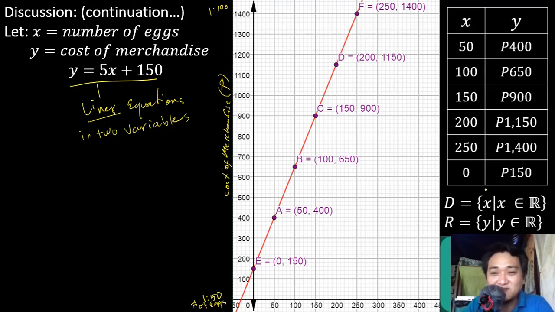Now, for the range, kasi pag sinabing domain, value ni x. Pag sinabing range, value ni y. Okay. And our range is composed of y such that y is an element of real numbers. Again, real numbers pa rin naman to be specific. Those are the values of 400, 650, 900, 1150, 1400, and so on, and they are all real numbers.